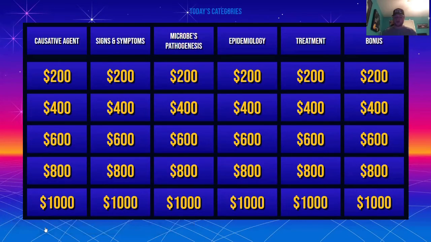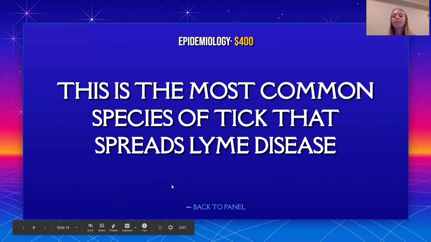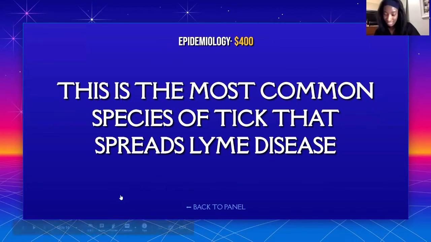I'd like to do epidemiology for 400, please. All right, sounds good. This is the most common species of tick that spreads Lyme disease. Rachel? What is Ixodes species? That is correct.